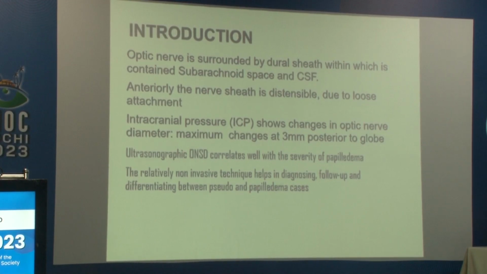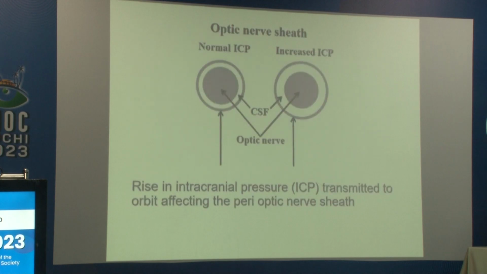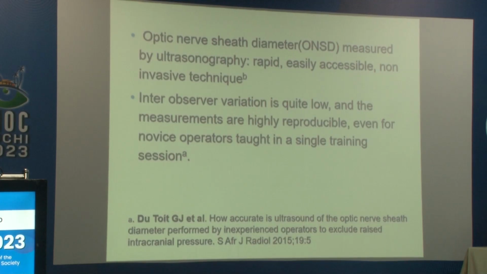So ultrasonographic ONSD correlates well with the severity of papilledema and is a relatively non-invasive technique, helps in diagnosing, follow-up, and differentiating between pseudo papilledema and true papilledema cases. As we can see, due to increased ICP, there is an increase in optic nerve sheath diameter. Optic nerve sheath diameter is measured by ultrasonography, which is rapid, easily accessible, and non-invasive, and inter-observer variation is quite low, and the measurements are highly reproducible even for a novice operator taught in a single training session.